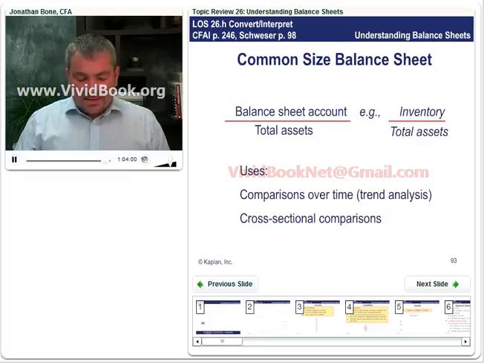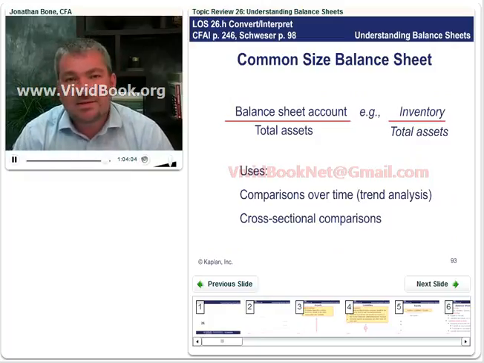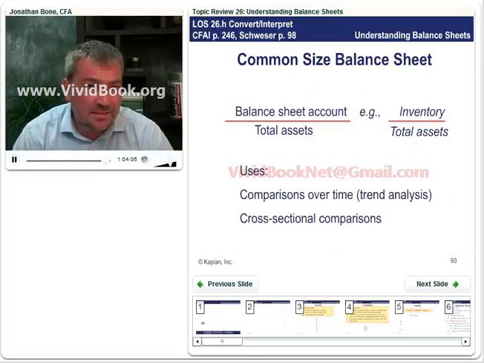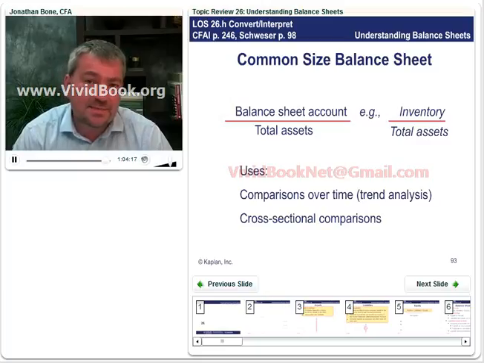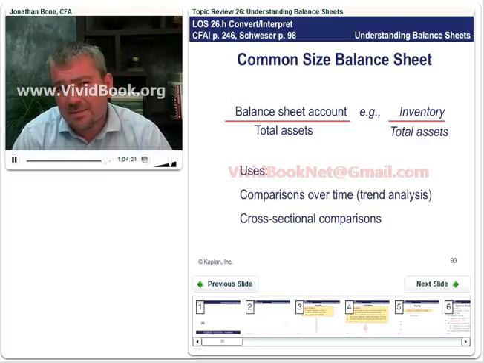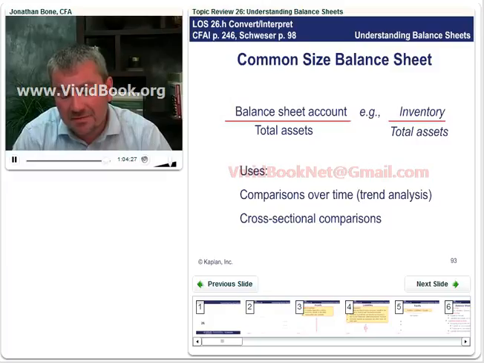Our next LOS says convert the balance sheet into common size statements. Now, with a common size income statement, we saw that every item in the income statement was shown as a percentage of total sales. Well, in the balance sheet, we're going to show every item as a percentage of total assets. Why? Because typically the balance sheet sits there at monetary values, which are in absolute terms, and therefore it's very difficult to compare firms of differing sizes.